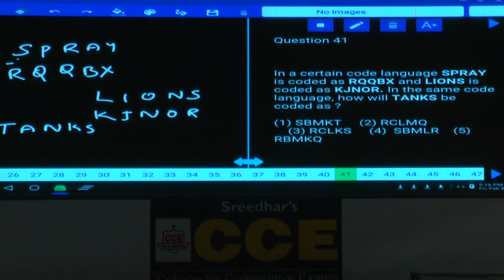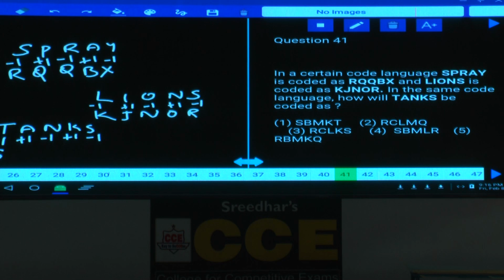S and R. S minus 1 is R. P and Q, P plus 1, and R and Q, minus 1. This is plus 1, here it is minus 1. Alternately minus 1 plus 1, minus 1 plus 1, minus 1 plus 1. Similarly here, minus 1, I and J plus 1, minus 1 plus 1 and minus 1. The same logic should be followed here as well. Minus 1 plus 1, minus 1 plus 1 and a minus 1.